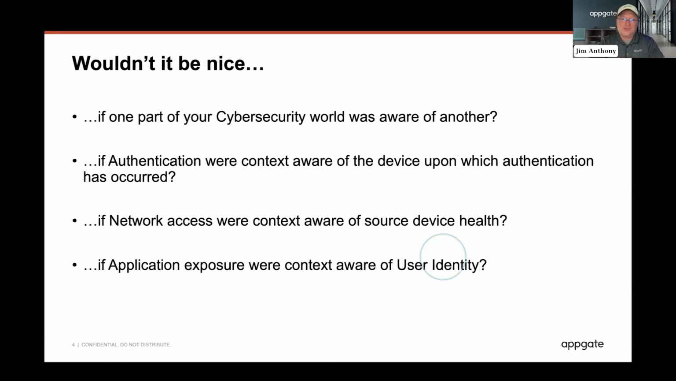So wouldn't it be nice if one part of your cybersecurity world was actually aware of another? Wouldn't it be nice if your identity management solution was actually aware of maybe your antivirus health, or something like that? If authentication were context aware of the device itself that you're using, just because you know your login and your password doesn't mean that you should be allowed to use every device that's out there, right? Another example, what if network access were actually contextually aware of the health of the device that you're on? And that's what we're going to key in on here with Appgate SDP and CrowdStrike.